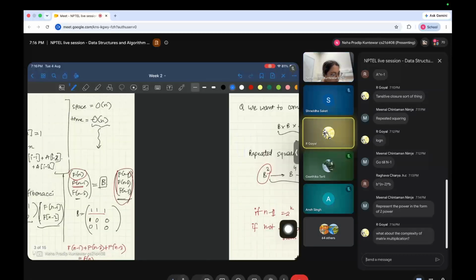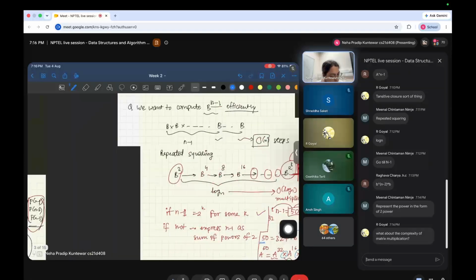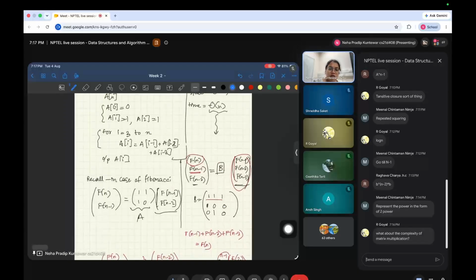So I have three questions here. Yeah, Goel has asked one question: what about the complexity of matrix multiplication? In case of Fibonacci, you only had a 2 cross 2 matrix, right? So no matter what stage you are in, your matrix is always a 2 cross 2 matrix to be multiplied with the 2 cross 2 matrix.